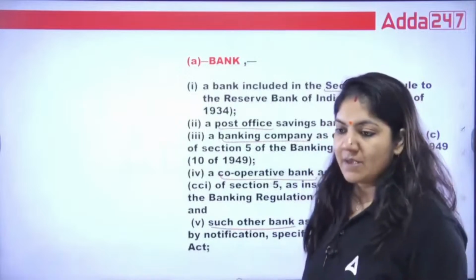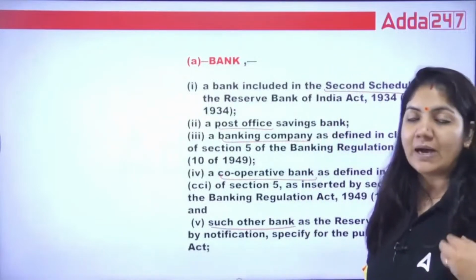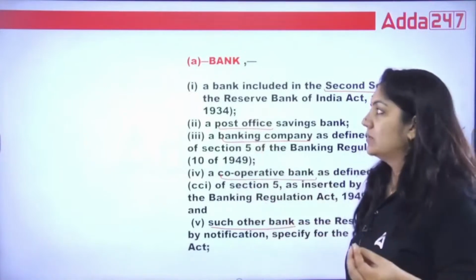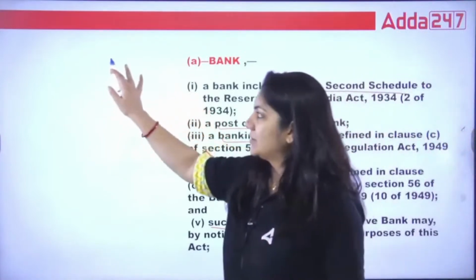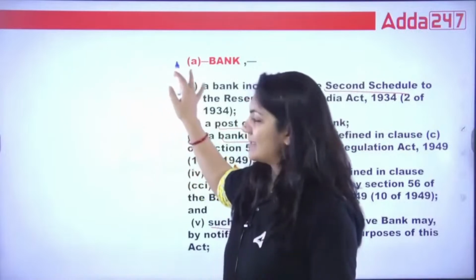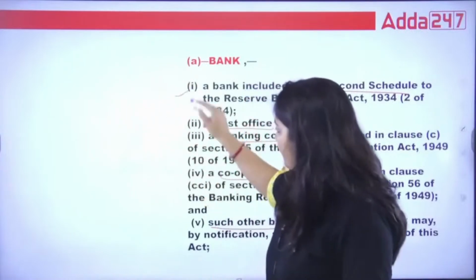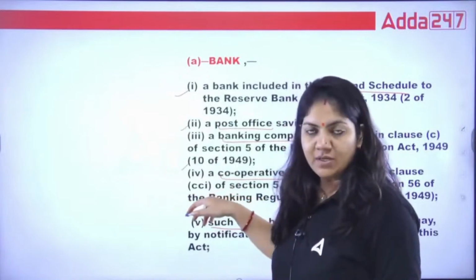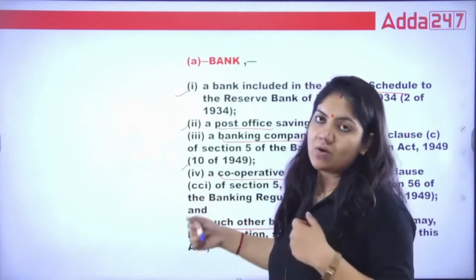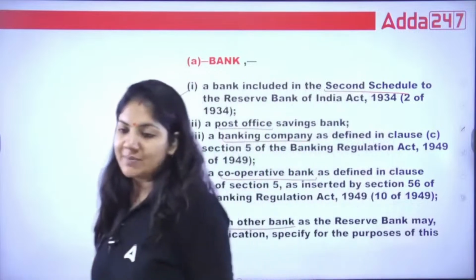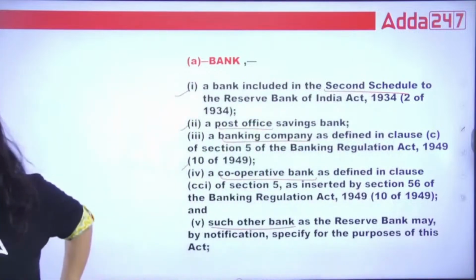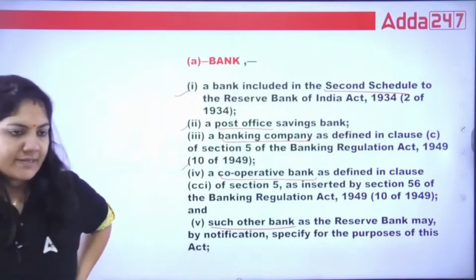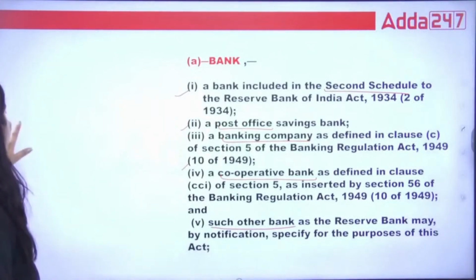See, class, how can the question come? 5 points are there. On the definition term of bank in the Payment and Settlement Act, 3 options will be given and 1 wrong option will be given. So you have to tick mark the wrong option. So this can come in the form of a question, class. This is the definition of bank. Is that okay? Next one.